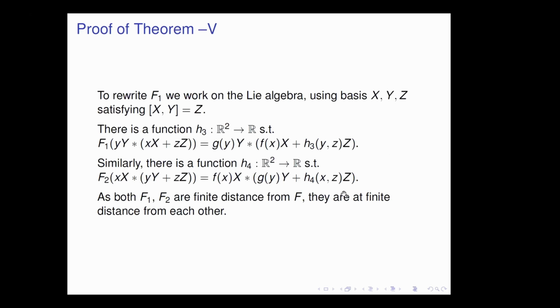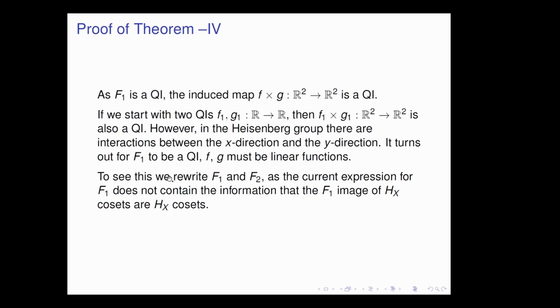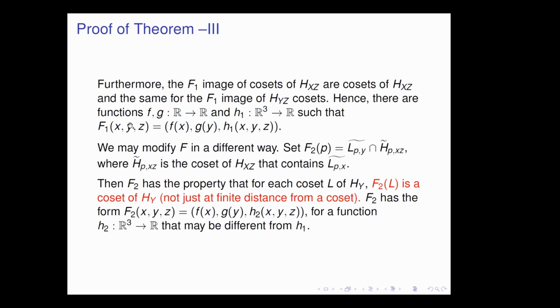Okay, to see this, we rewrite the two maps F1 and F2. The reason we rewrite is that the current formula expression for F1 doesn't tell you that the image of a coset of the x-axis under F1 is a coset of the x-axis. So we want to rewrite this to reflect the fact that F1 sends cosets of the x-axis to cosets of the x-axis.